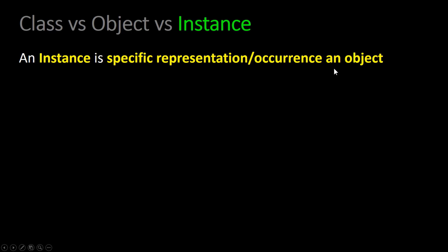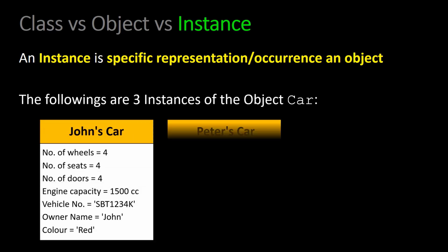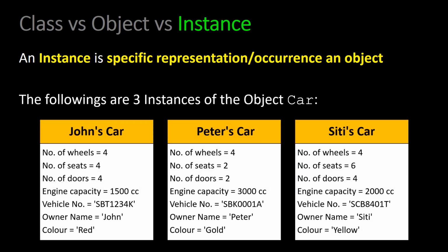Now let's talk about instance. What is an instance? An instance is a specific representation or occurrence of an object. We named three objects just now: car, motorcycle, and bicycle. Let's take the example of the object car. We can have different instances of the object car. The following are three instances of the object car: John's car, Peter's car, City's car.